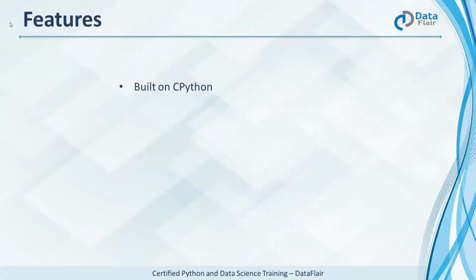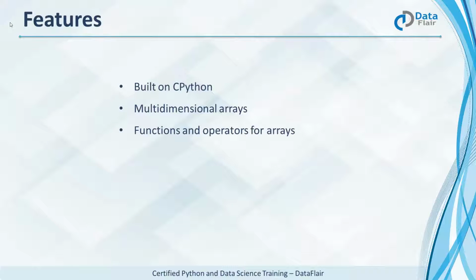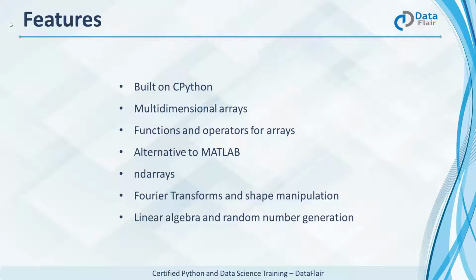NumPy is built on CPython. It supports multi-dimensional arrays and has various functions and operators for these arrays. NumPy can be seen as an alternative to MATLAB. It has n-dimensional arrays and also has Fourier transforms and linear algebra.